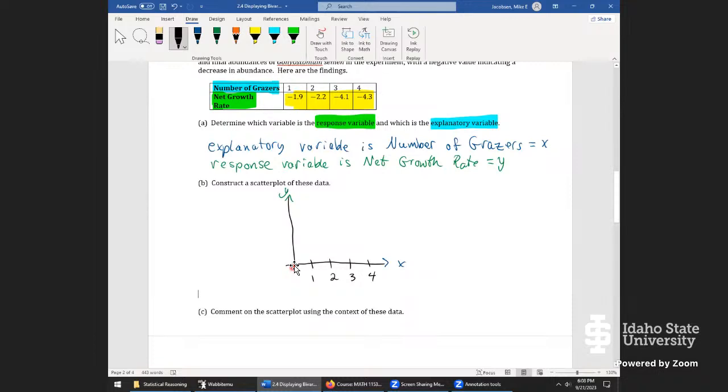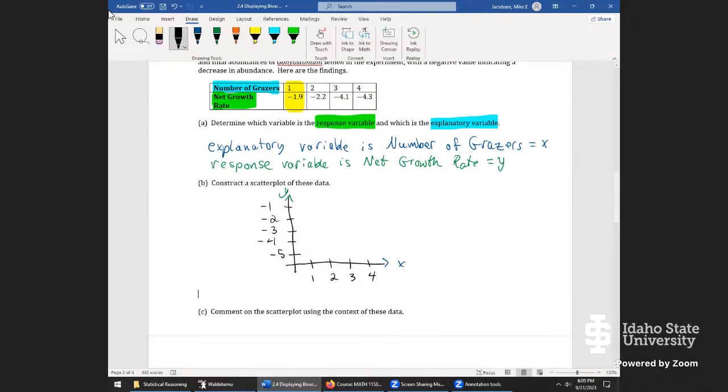What I would do on this one is, if the minimum value is negative 4.3, let's put down a negative 5, just to make sure negative 4.3 is contained. Then we can go up by 1 tick until we go beyond negative 1.9. So I'm hoping to end at negative 1 on this. So here's negative 4, negative 3, negative 2, and negative 1. So now we have our scale set.